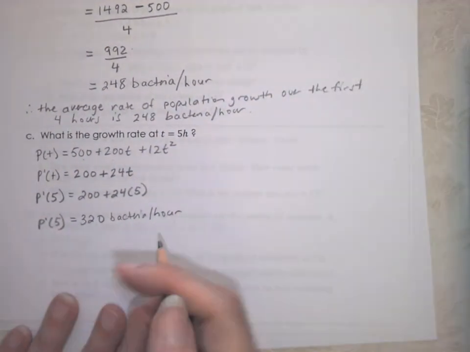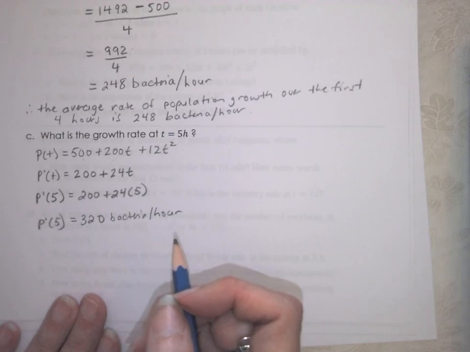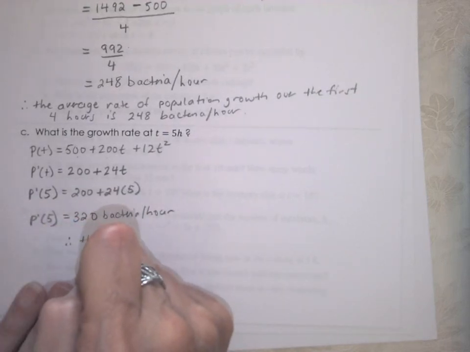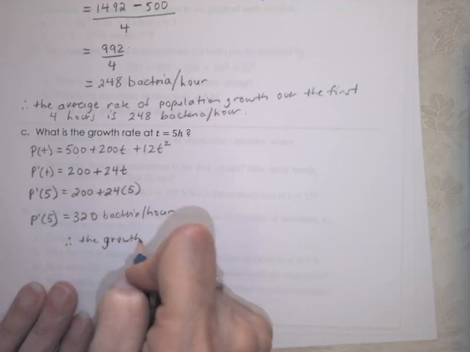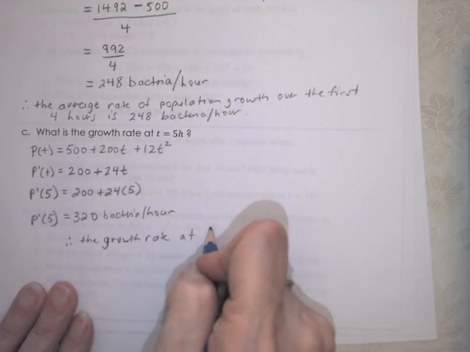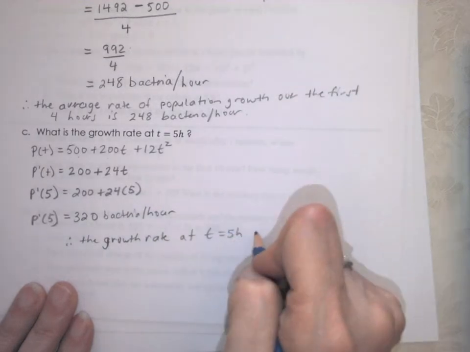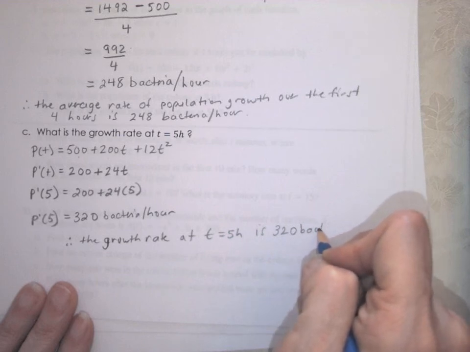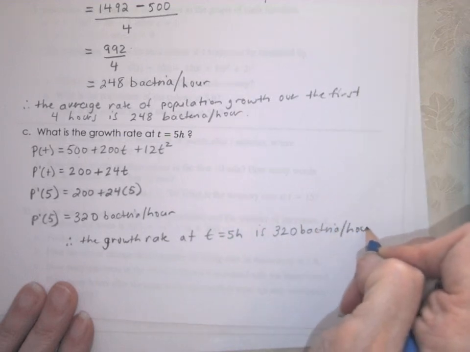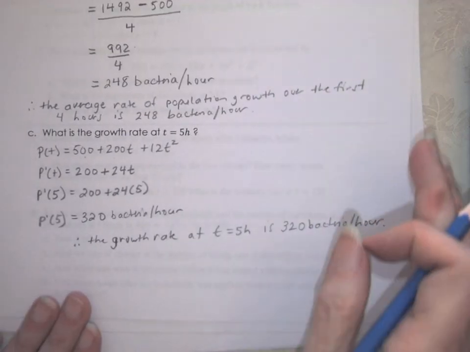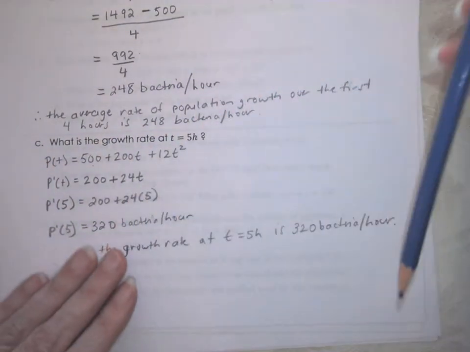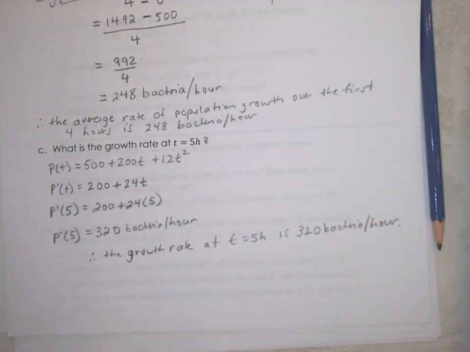And then a nice concluding statement then. So what is the growth rate at t equals 5 hours? So therefore, the growth rate at t equals 5 hours is 320 bacteria per hour. All right, so that is our lesson on power rule and solving problems with power rule.